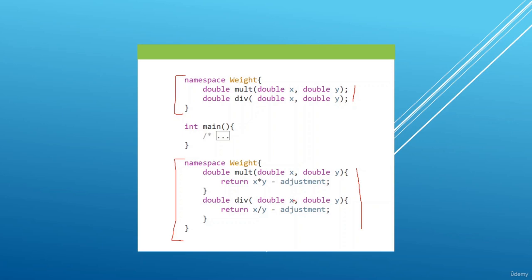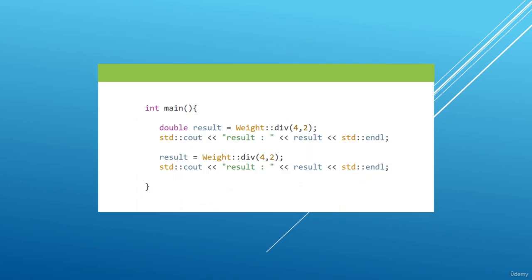Once we have the namespace set up, we can use it in the main function. Here is a simple example, using things from the weight namespace. All you have to do is prefix whatever you want to call with the namespace name and a pair of colons here. And this is going to tell the compiler I want to call the div function, which lives in the weight namespace.